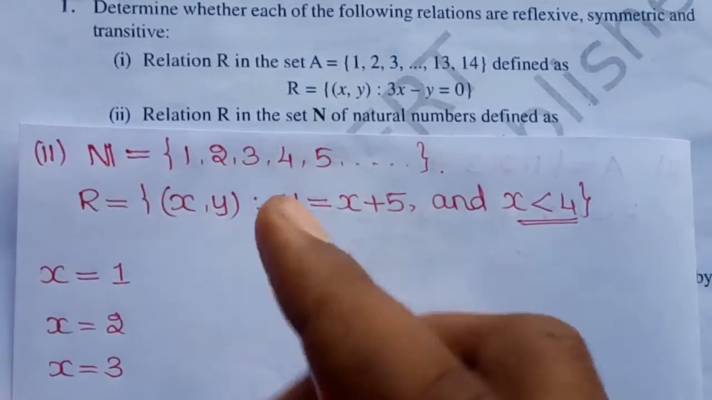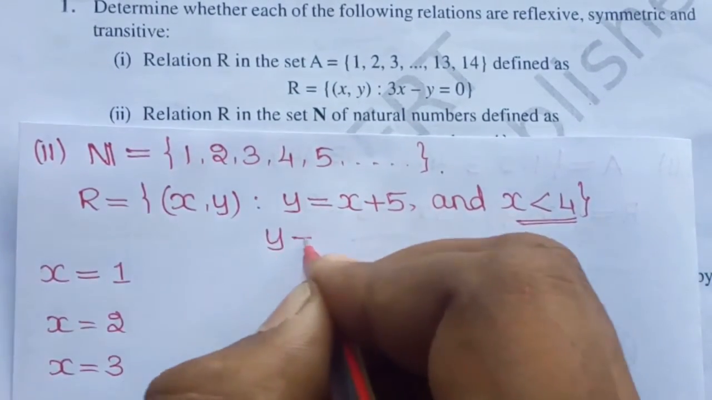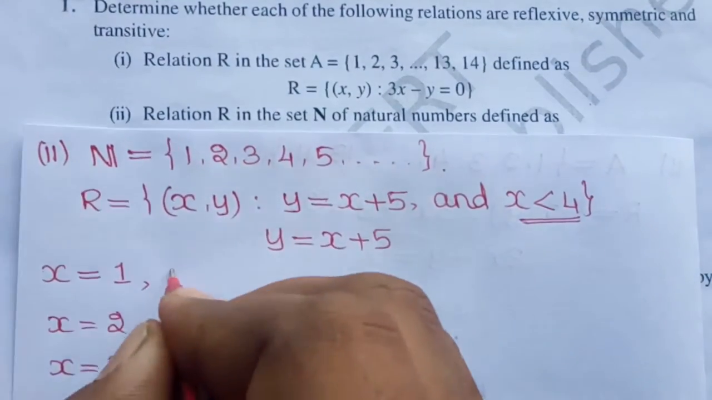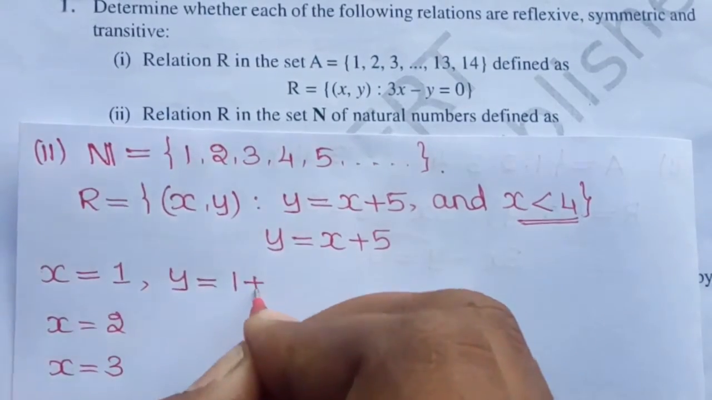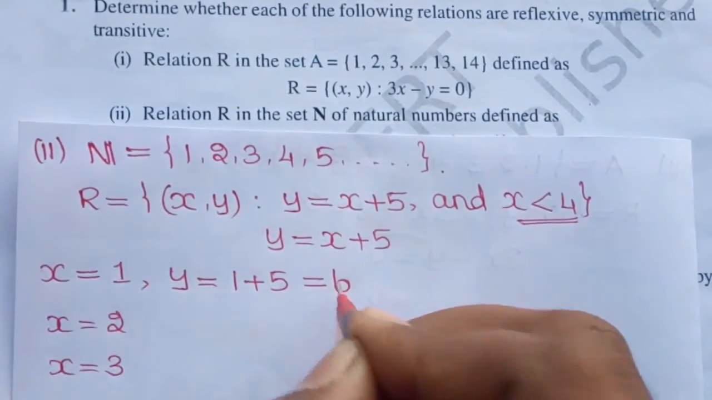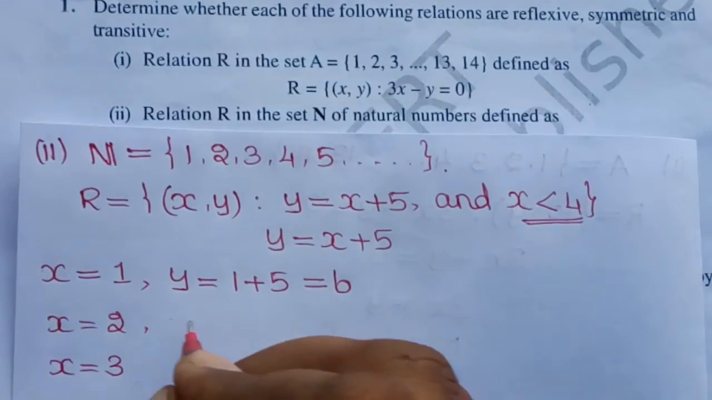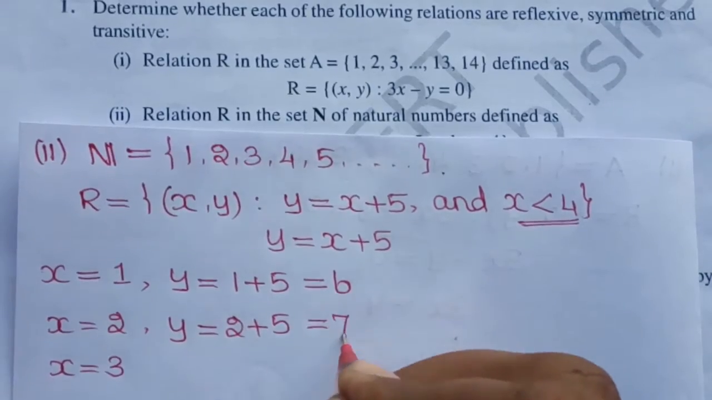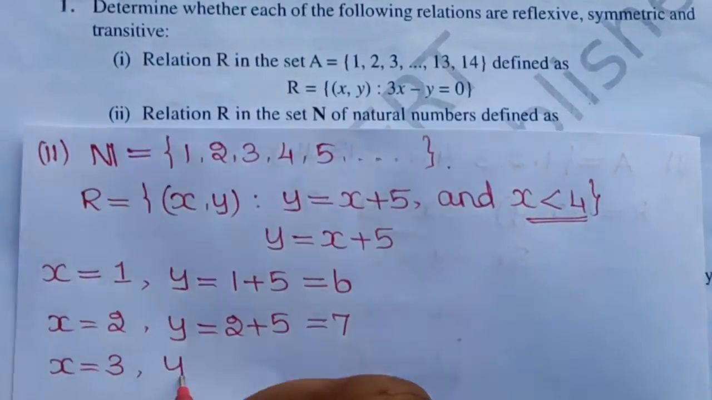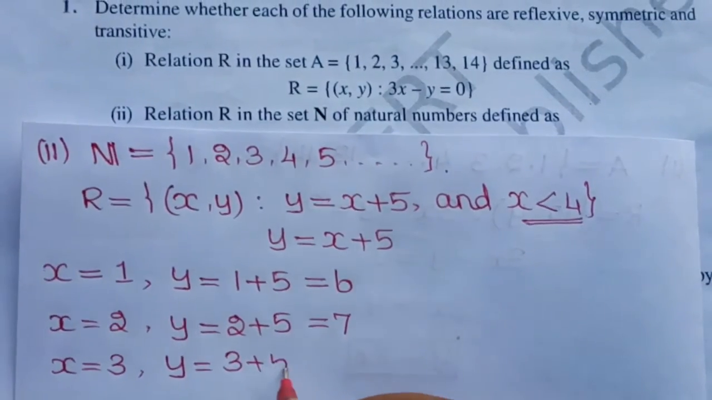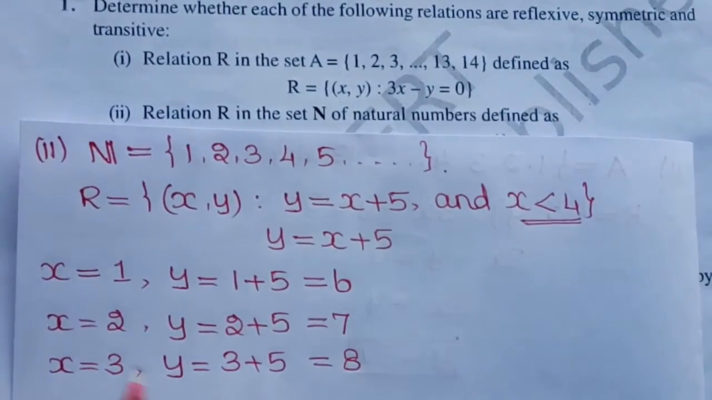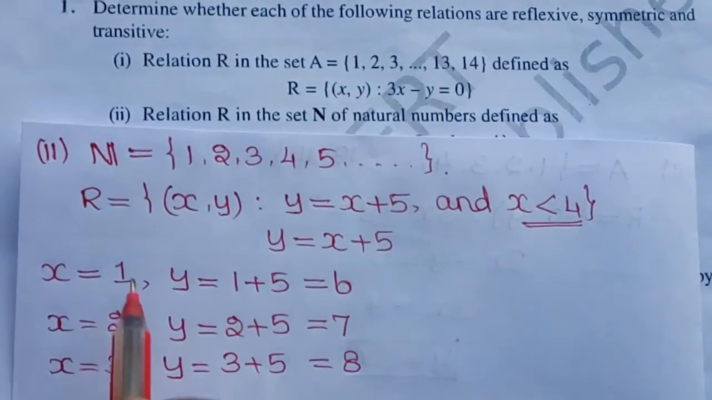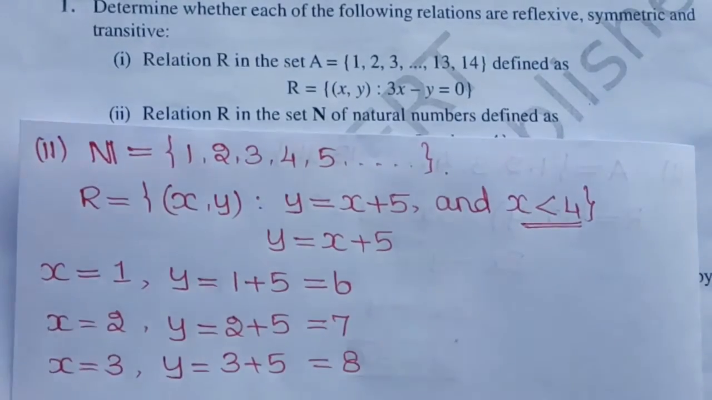Now the condition for y is equal to x plus 5, so now we substitute the x values. When x is equal to 1, y is equal to 1 plus 5, so 6. When x is equal to 2, y is equal to 2 plus 5, so 7. When x is equal to 3, y is equal to 3 plus 5, which is 8. So x values are natural numbers, y values are also natural numbers, so these values are defined on our given set.